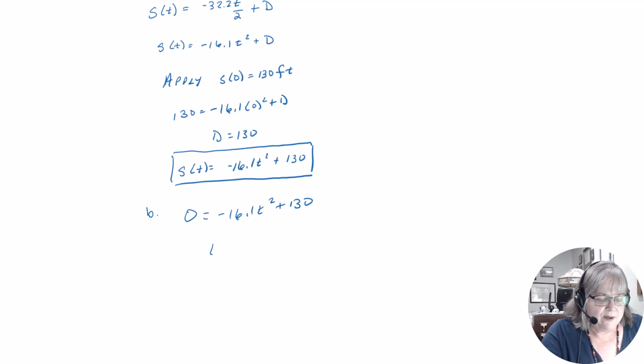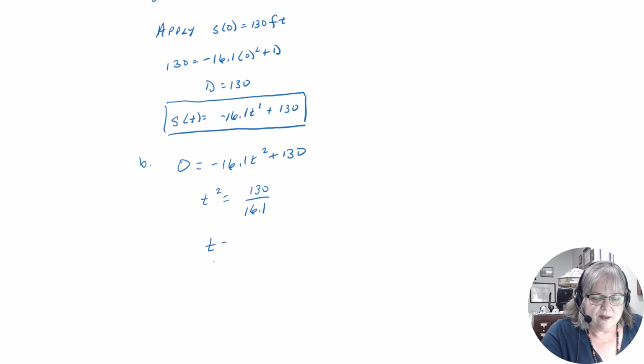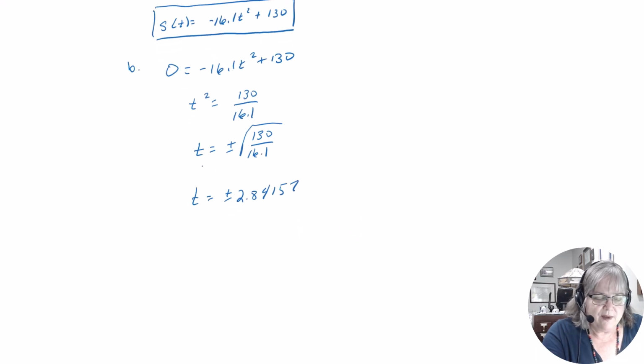So you would have t squared is 130 over 16.1. So t is plus or minus the square root of 130 over 16.1. And when you run this on your calculator, you get plus or minus 2.84157. So we'd only want positive time because we can't have negative time. So 2.84 seconds.